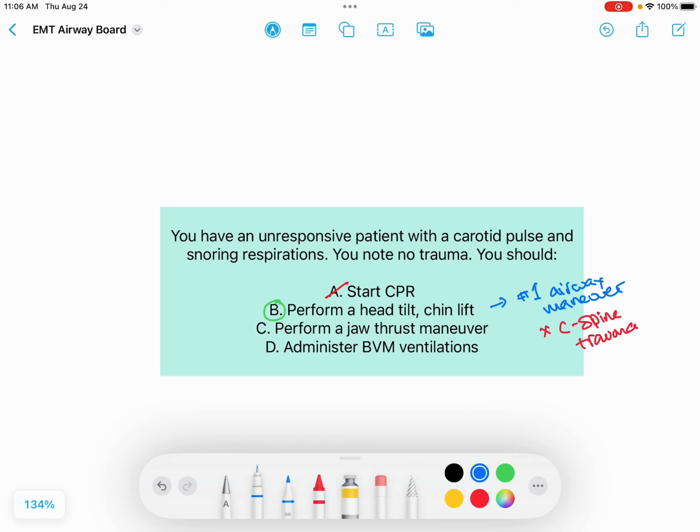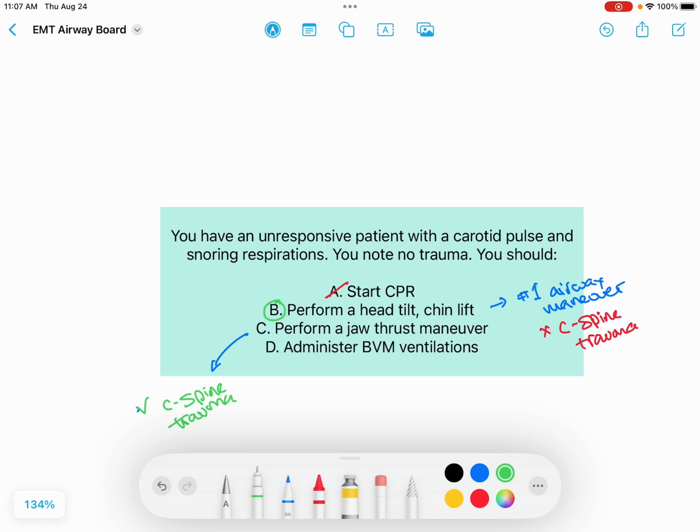Instead, if we had a C-spine related issue, we would do the jaw thrust maneuver. I would want to do this if there was a C-spine issue. Now that said, it's not as effective as the head tilt chin lift. So we reserve it more for those trauma patients, but it can work if you needed to with a C-spine injury. BVM ventilations, before we get to the ventilatory aspect of this, we should address the airway.